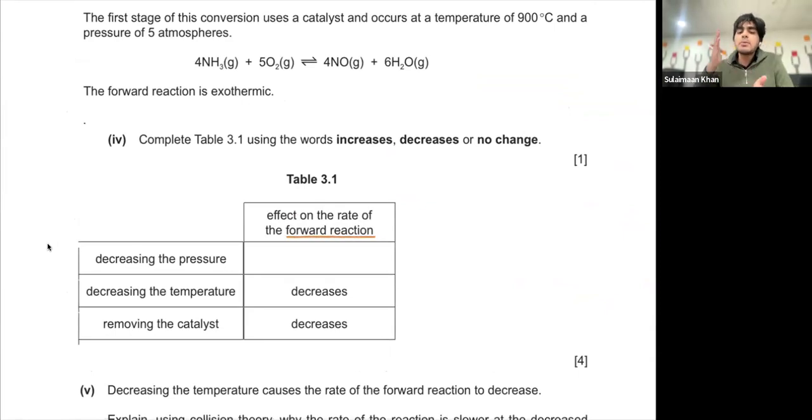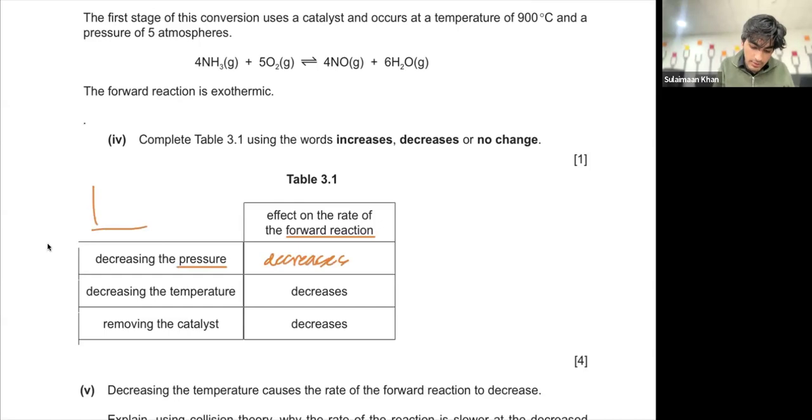Acha, what would happen to the rate of forward reaction, backward reaction, endo reaction, exo reaction, whatever is written, if you decrease the temperature, if you decrease the pressure? Come on. What would happen to the rate if you decrease the pressure? The rate is obviously going to decrease. Why? Now, what's the why behind it?